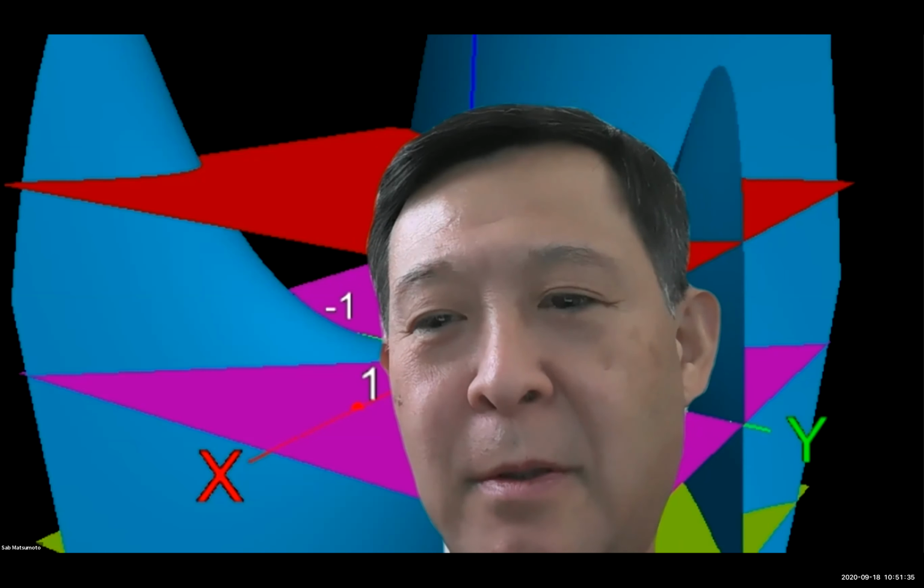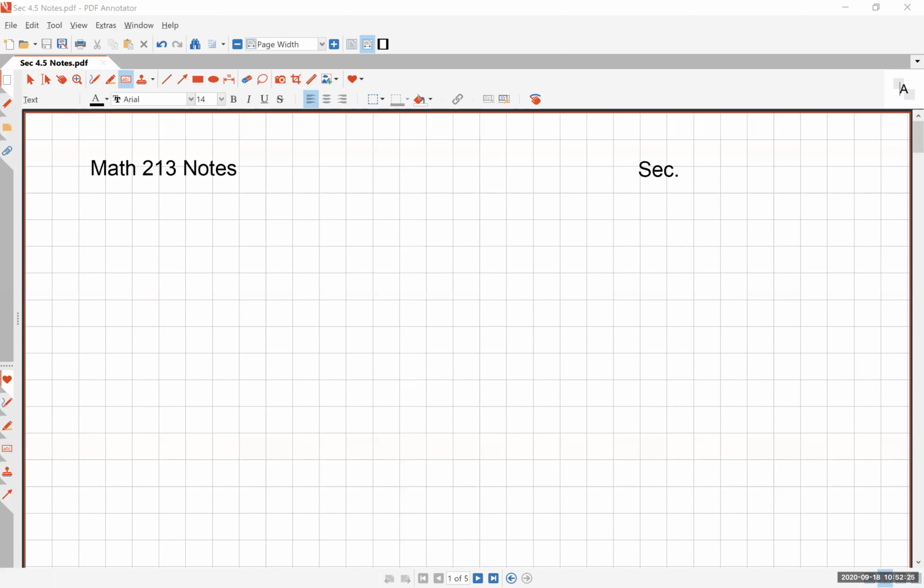How do we stop this? Okay, all right, here we go. Section 4.5, and as I said, it's on chain rules.